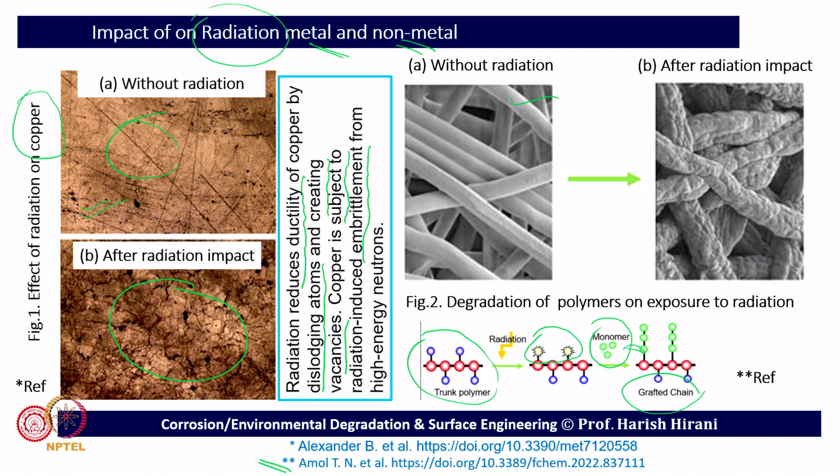Now, this polymer has been shown without any radiation. If this sample is exposed to radiation, we are able to see this kind of structure, which completely changes the microstructure. The radiation is affecting it, changing the complete behavior of the polymer. So, these are the important aspects, and then let us explore a couple more examples.